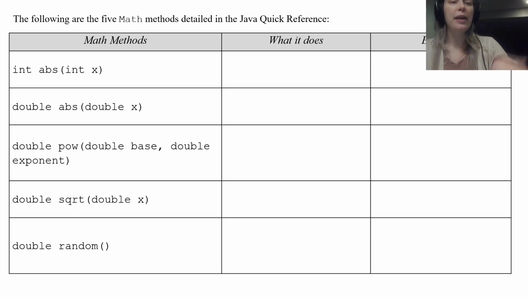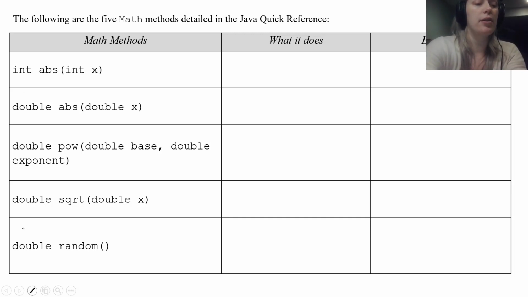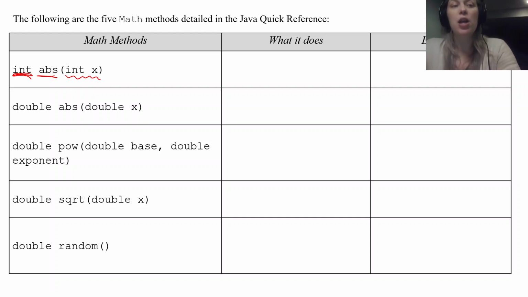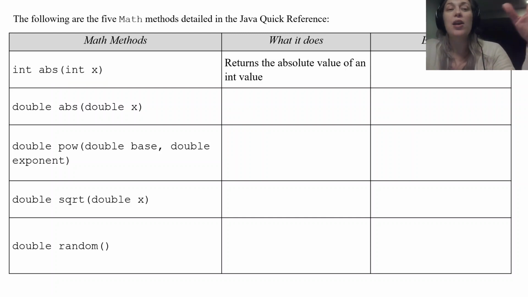The Math methods, as they're written there on the screen, are how they'll appear in the Java Quick Reference. What you'll see first is the return type, and then the method name, and then what parameter it accepts. So this is the abs method. It accepts an integer and it returns an integer. abs stands for absolute value, so it returns the absolute value of an integer.